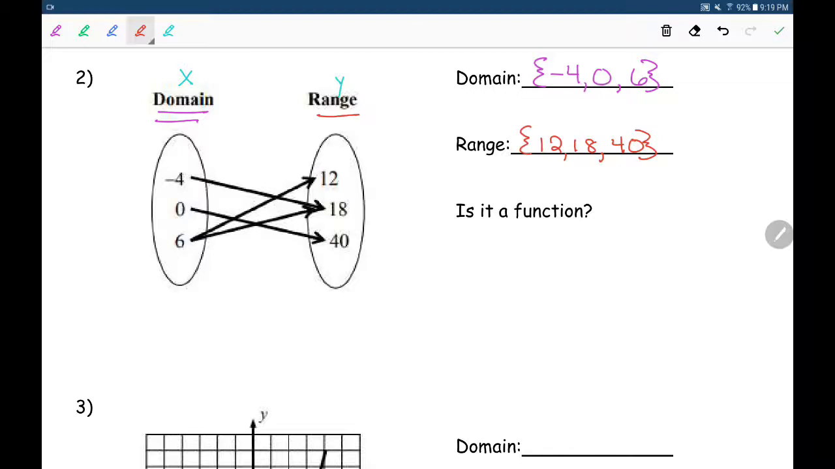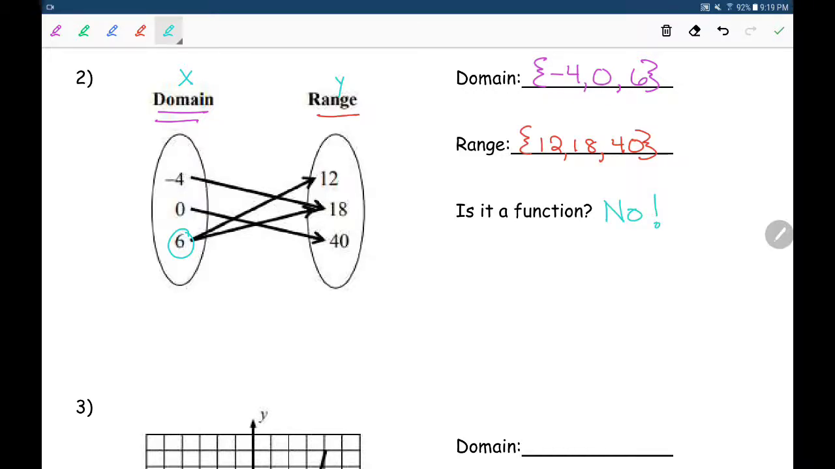So now we've got to decide, is it a function or not? So every domain element or every input can only go to one output. So if we follow each one of these arrows, -4 goes to 18, 0 goes to 40, 6 goes to 12, but 6 also goes to 18. So 6 is repeating. It has 2 outputs. So this is not a function.